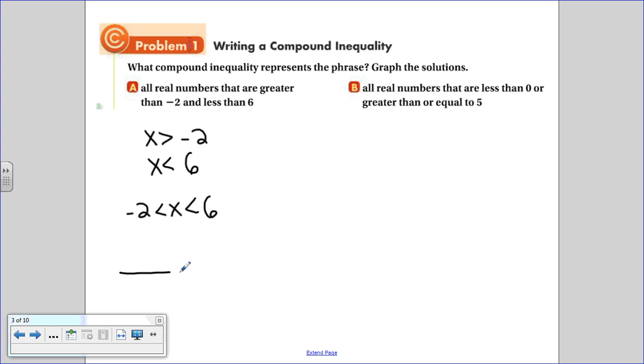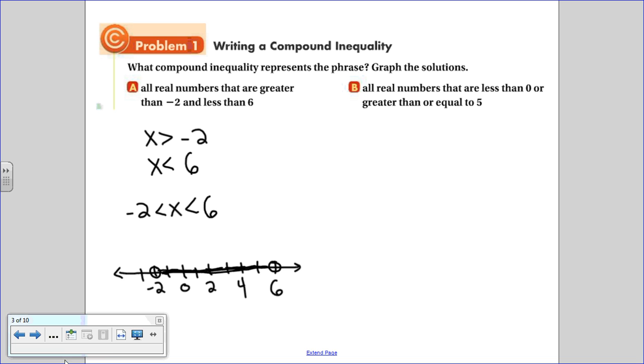And if we had to graph it, we'll start off with 0 right here. Here's -2. Here's 2. Here's 4. Here's 6. So x has to be greater than -2, so it's an open circle around -2, and less than 6, an open circle here. And then we just shade this in really well between them.